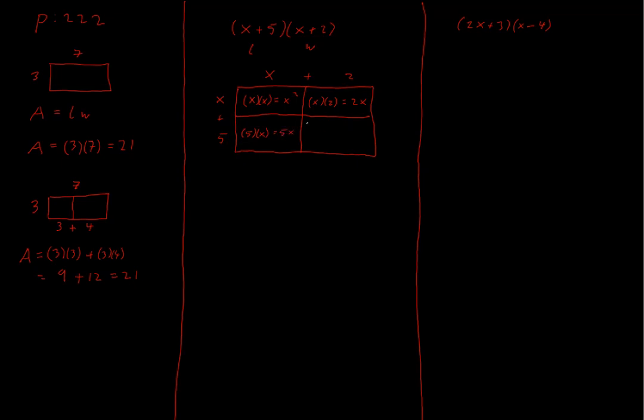And finally, we have 5 multiplied by 2, which is going to give me the area of this box, and obviously I haven't drawn this proportionately.